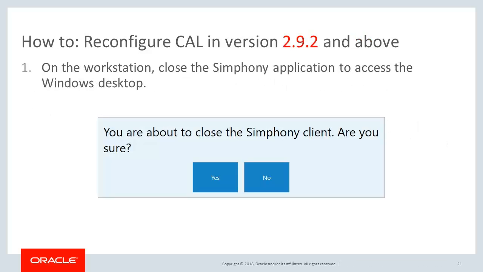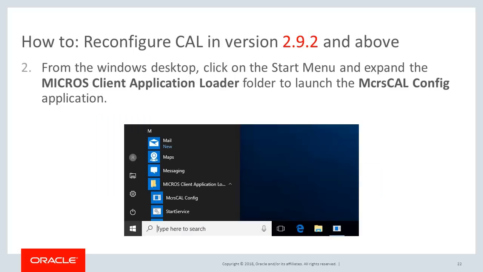To reconfigure CAL on a workstation, you will first need to close the service host application to be able to access the Windows desktop. Typically, there will be a button in either a Manager screen or Function screen that will allow you to perform this. When presented with the pop-up asking if you are sure that you wish to close the Simphony client, click the Yes button to confirm. From the Windows desktop, click on the Start menu and navigate to the Micros Client Application Loader folder and expand it. Next, click the Micros CAL Config application to launch it.